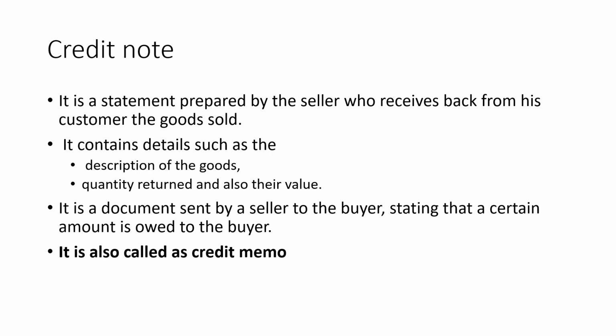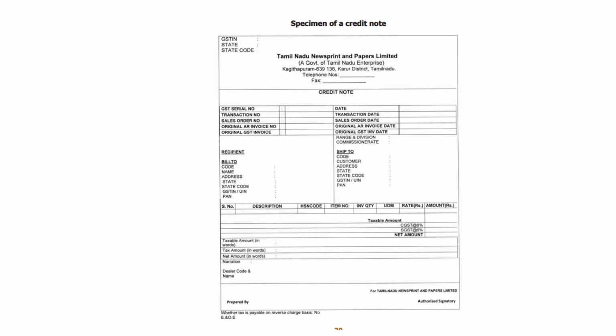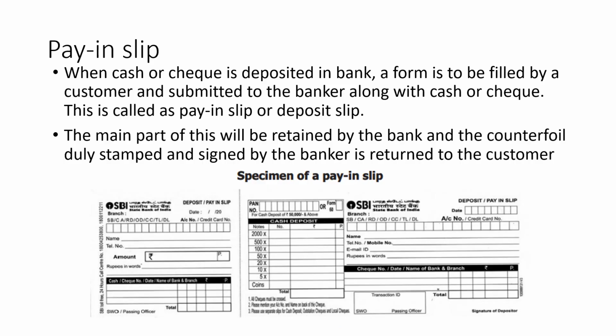Okay, so this credit note is also known as credit memo. The same type of credit note will be like this. So credit note and debit note will be similar. And pay in slip: when cash or check is deposited in bank, a form is to be filled. Okay, so that is pay in slip.